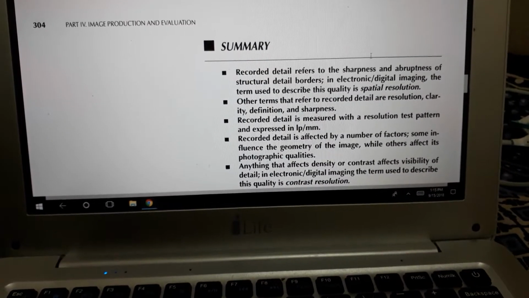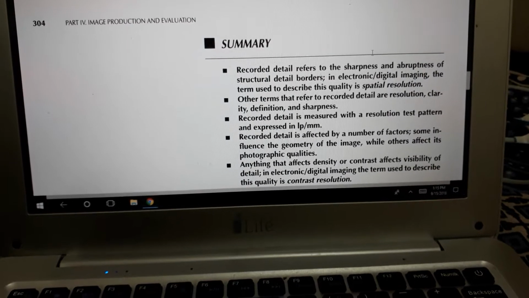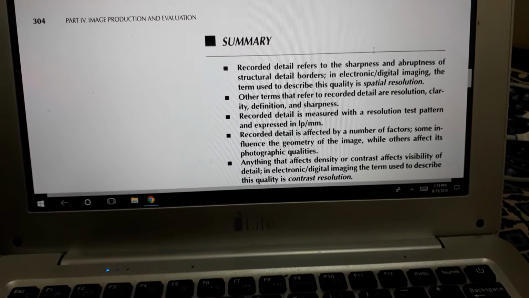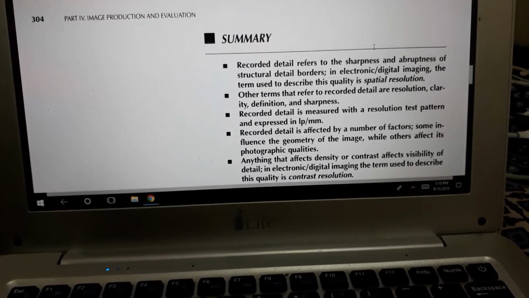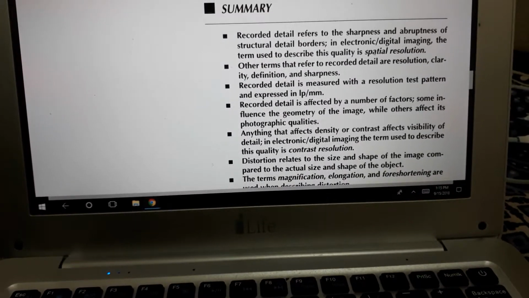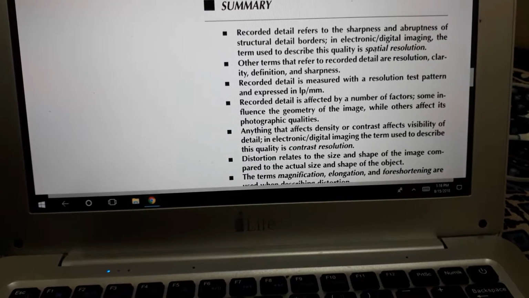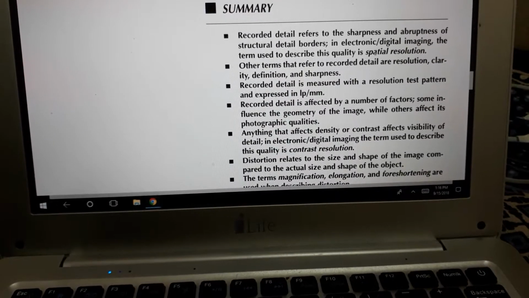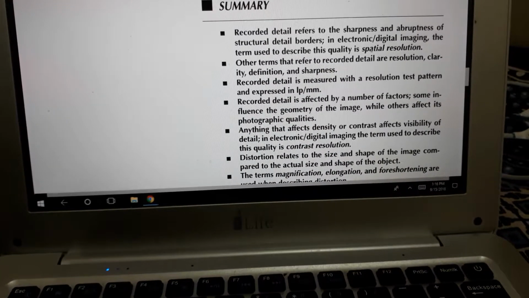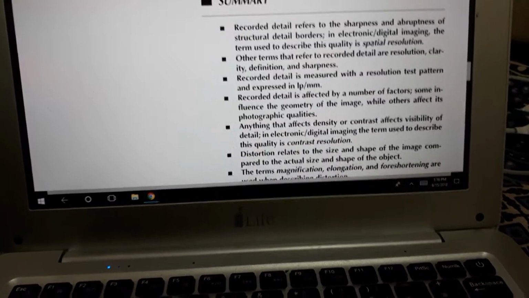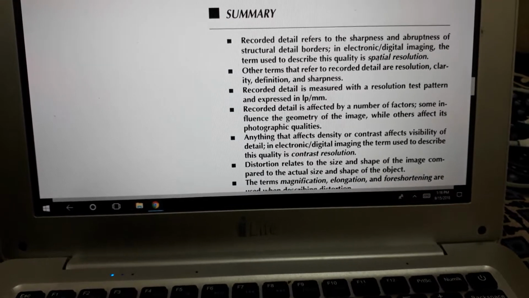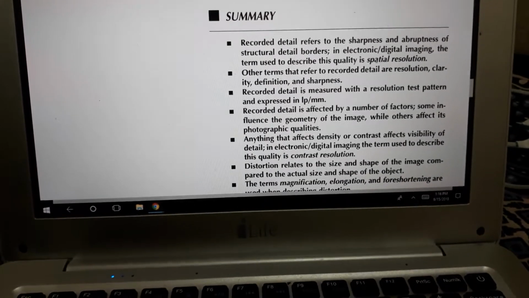Some influence the geometry of the image, while others affect its photographic qualities. Anything that affects density or contrast affects visibility of detail. In electronic digital imaging, the term used to describe this quality is contrast resolution.